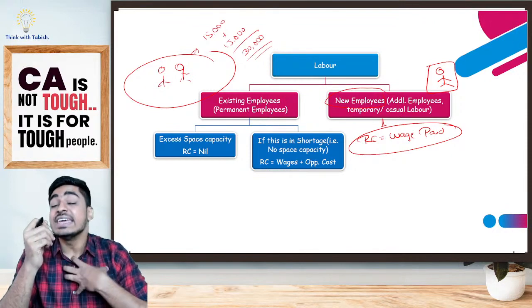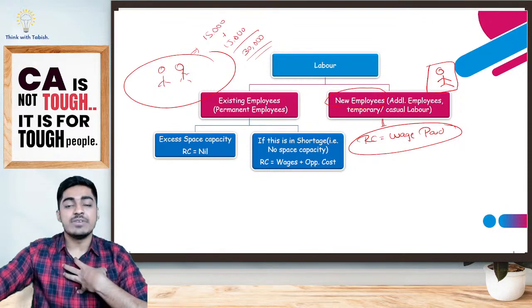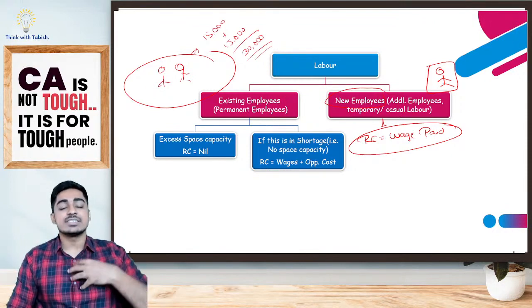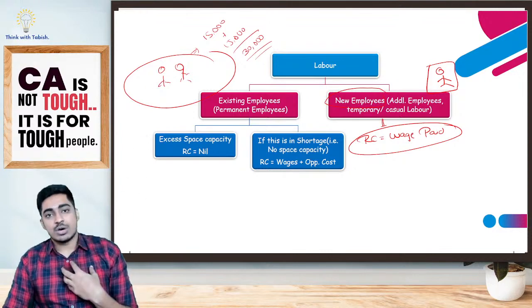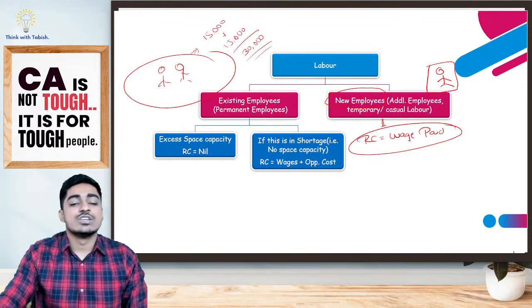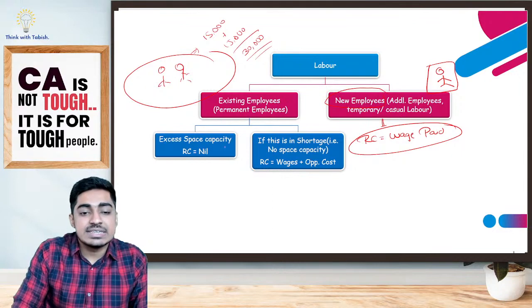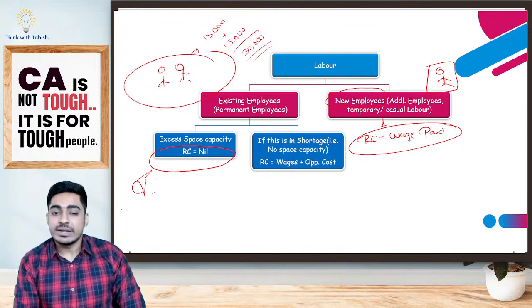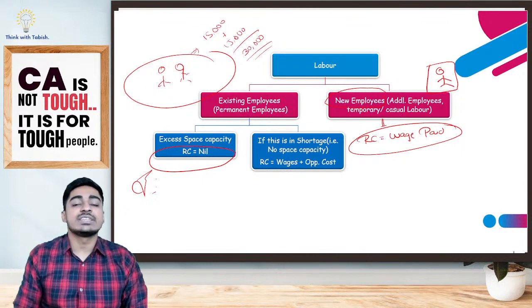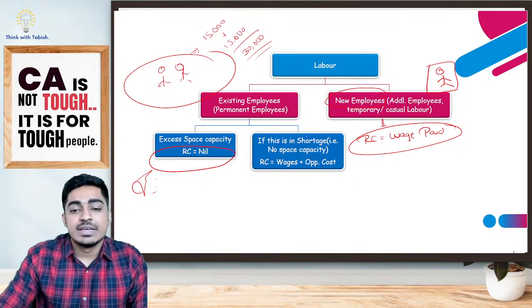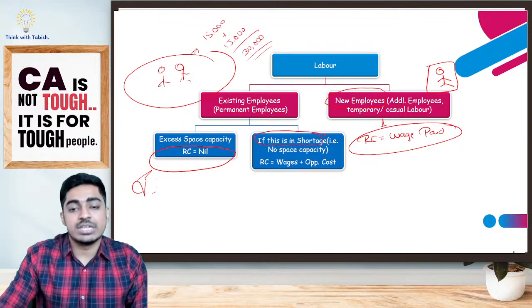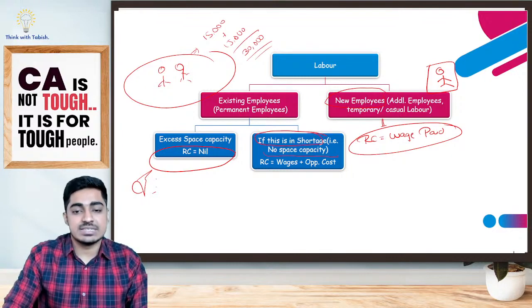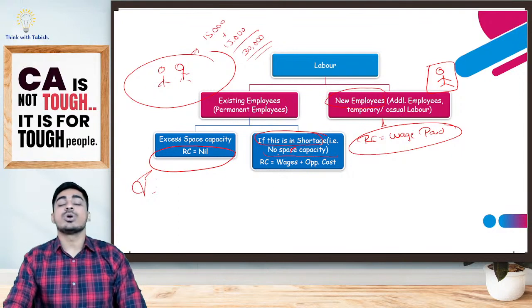Am I incurring any extra cost? No. Previously, when I was not taking CA Final classes, I used to pay 30,000. Now also I'm paying them 30,000 only. So if I have extra capacity, the relevant cost is nil. Clear? But if there is no extra capacity, if labor is in shortage, that is, there is no spare capacity, then what will I do?